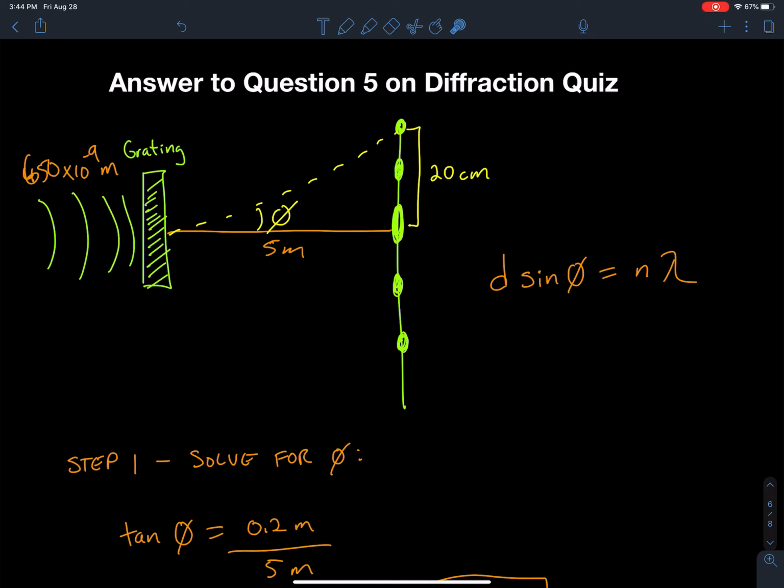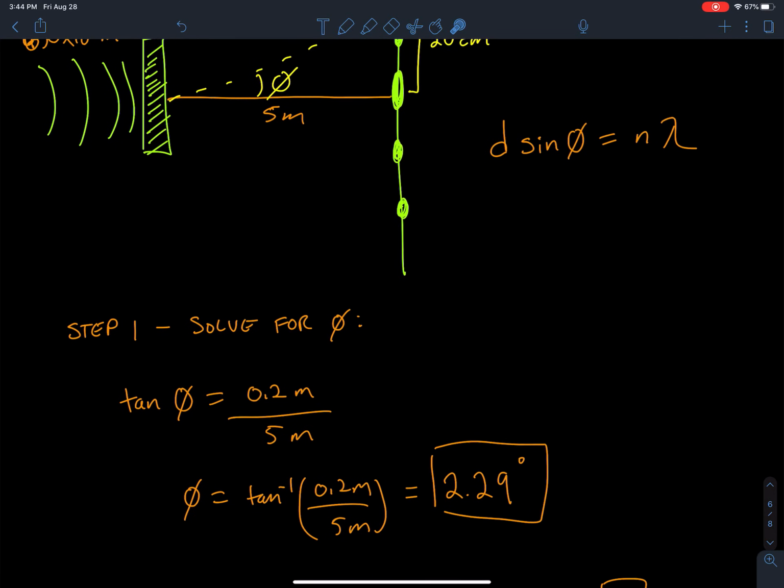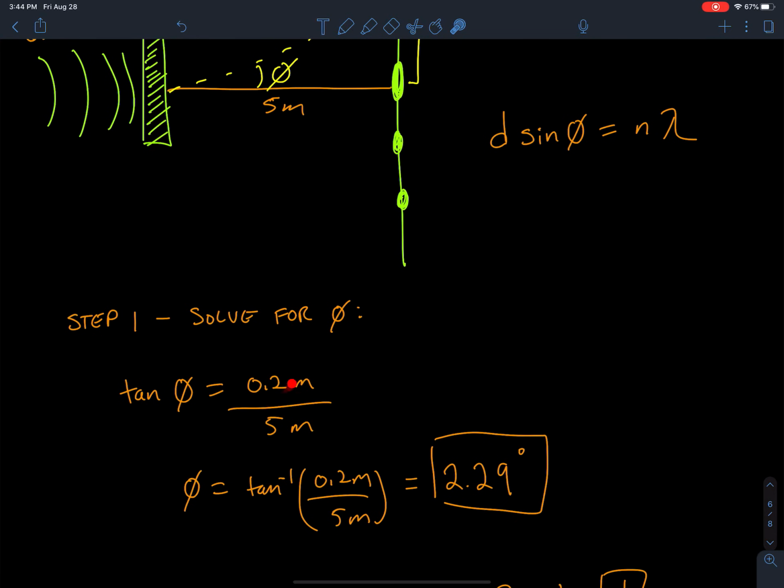So step number 1 is to calculate this theta using 20 centimeters and 5 meters, and the fact that this is the second order diffraction. I can calculate that angle. All right, so tan theta is equal to 0.2 meters divided by 5, opposite over adjacent, gives me an angle of 2.29 degrees.